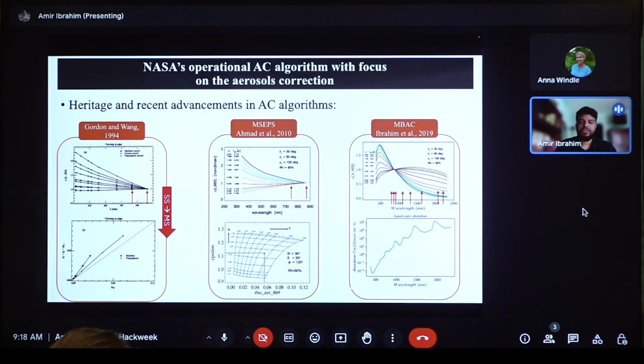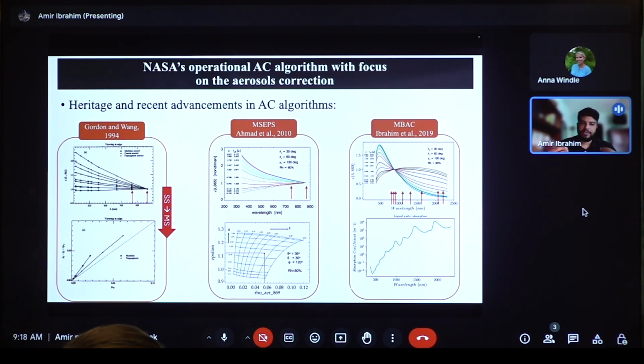Back in 2010, Ahmad et al. did work on taking the Gordon-Wang approach to do multiple scattering calculation in a more sophisticated version using Fourier transfer. Both of these approaches, Gordon-Wang and Ahmad 2010, or what we call the multi-scattering epsilon or MSEPS algorithm, rely on two bands in the near infrared to infer the information about the aerosol.